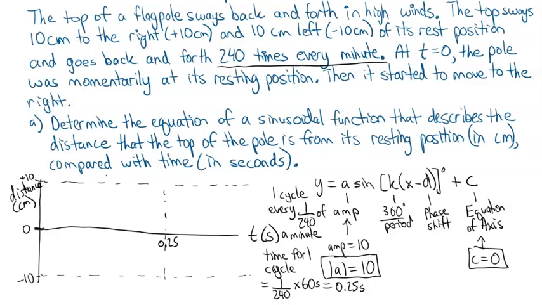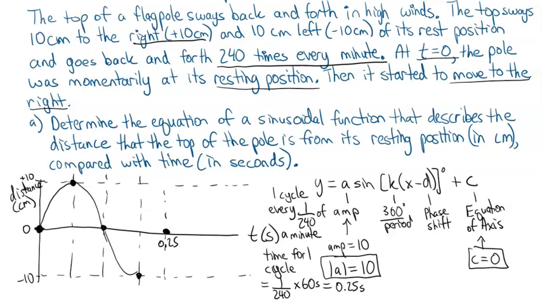And so if I break that up in half and then into quarters, it says it started at its resting position at t equals 0, and then it started to move to the right. So it's in its resting position, and it's moving to the right. Moving to the right is the positive direction. That's listed up there. So then it's going to go up to the positive 10, back down to the resting position, down to the negative 10, and then back to its resting position. So it's going to look something like this. There you go. There's the graph.